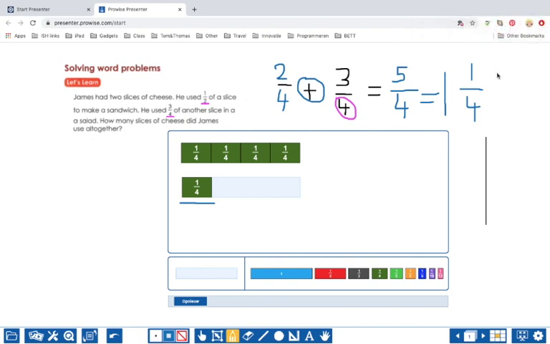An important part of solving these word problems is first looking at what the sum is, what they want to know. In this case, when it said all together, I know they wanted addition. So they didn't want subtraction, division, or multiplication. I knew it was addition. Then I need to see what numbers I have to add together. In this case, the fractions of cheese that he used: half of a slice of cheese and 3/4 of a slice of cheese. So I had to add those two numbers together.